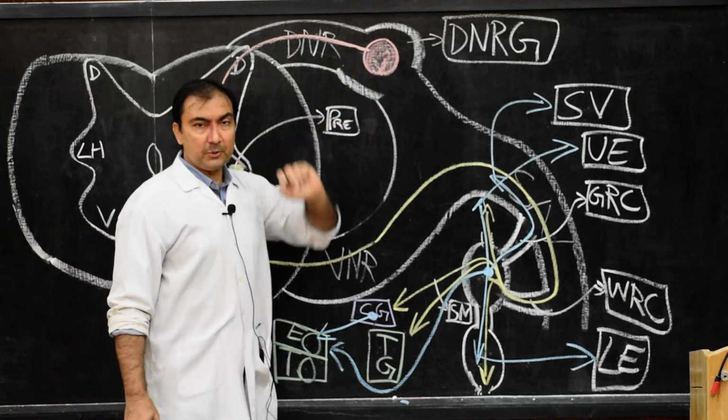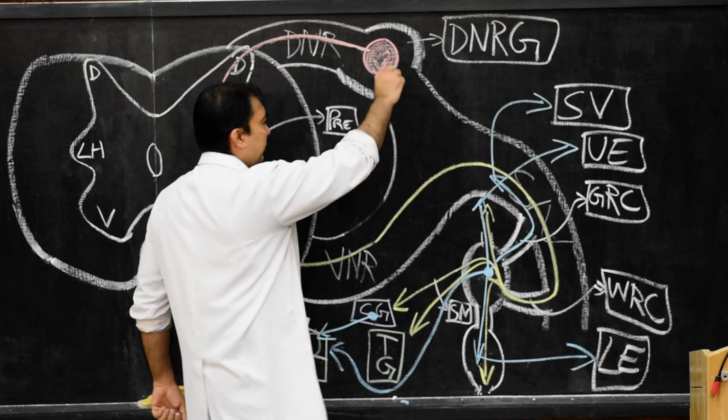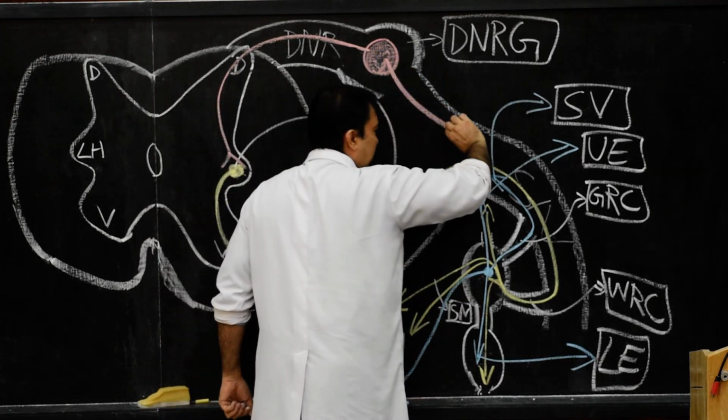Now what about the peripheral process? Wonderful. Here if you draw the peripheral process, it will pass through the trunk of the spinal nerve.